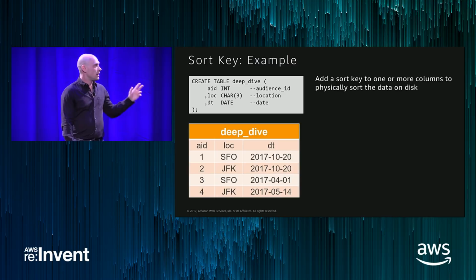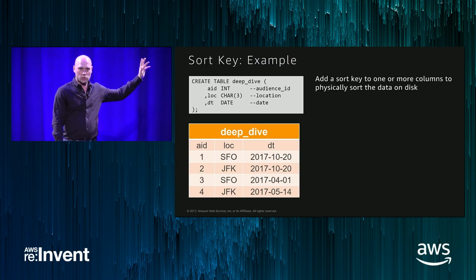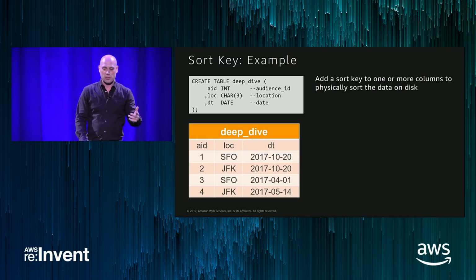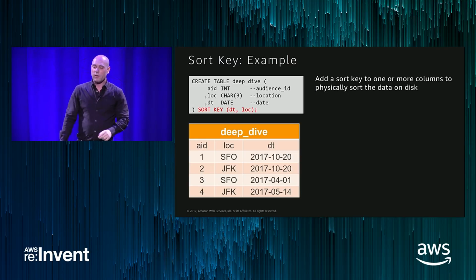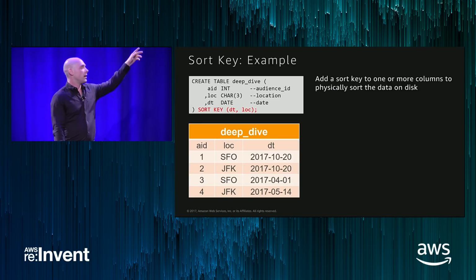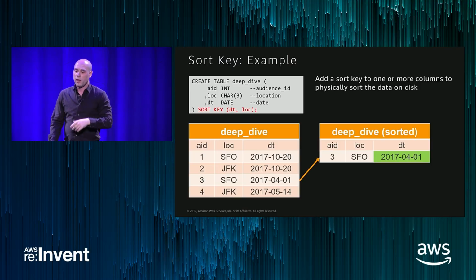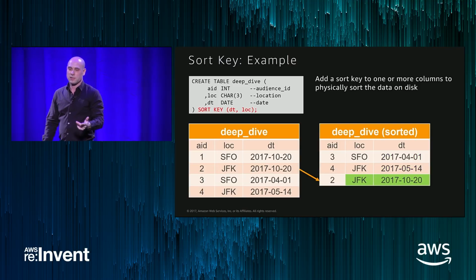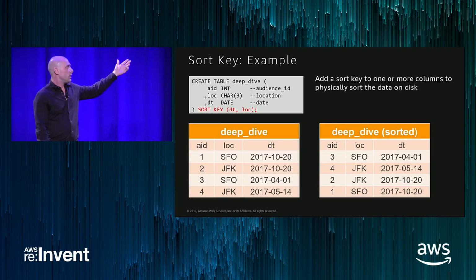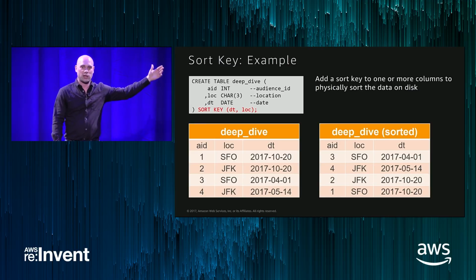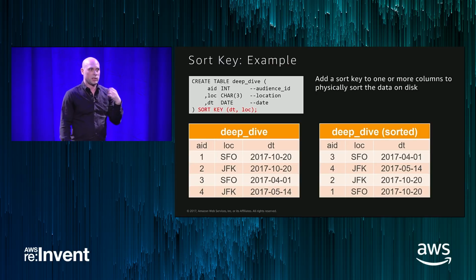Just to give a quick example of how sorting is done in Redshift, the same table, same data we've already been working with. We modify the DDL here, and in this example, I'm adding a sort key to first the date column and then the location. If I were to sort this table now, the data would end up like this, sorted first by the date and then by the location. And the point here is to make the zone maps more effective.